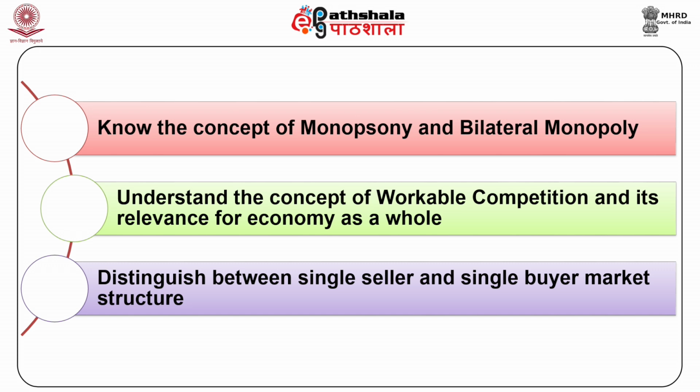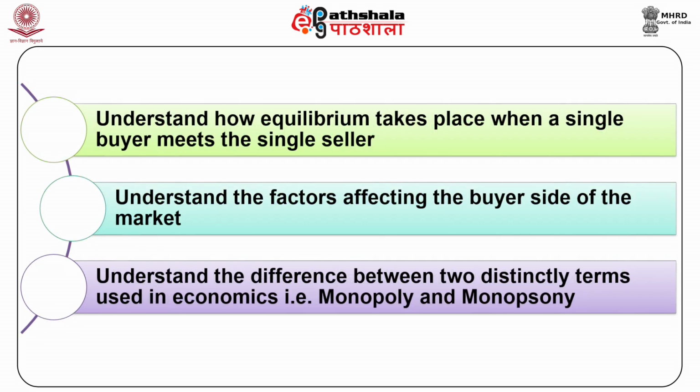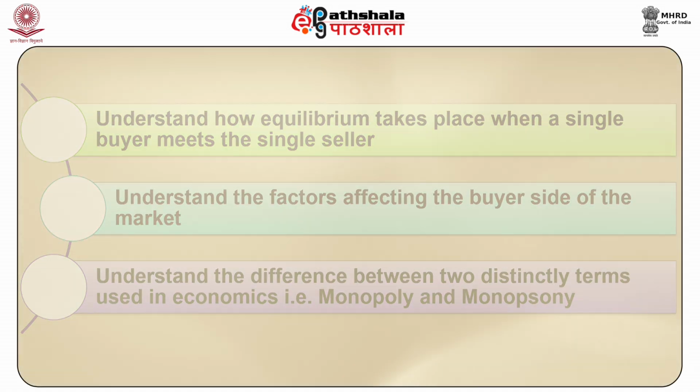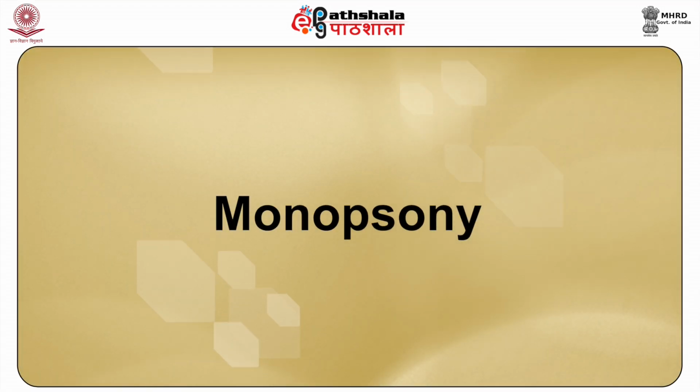After completing this module, you shall be able to know the concept of monopsony and bilateral monopoly, understand the concept of workable competition and its relevance for the economy as a whole, distinguish between single seller and single buyer market structures, understand how equilibrium takes place when a single buyer meets a single seller, understand the factors affecting the buyer side of the market, and understand the difference between two distinct terms used in economics, that is monopoly and monopsony. Let us now discuss monopsony in detail.